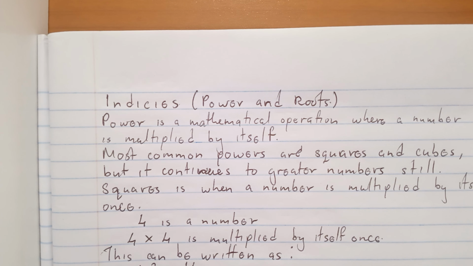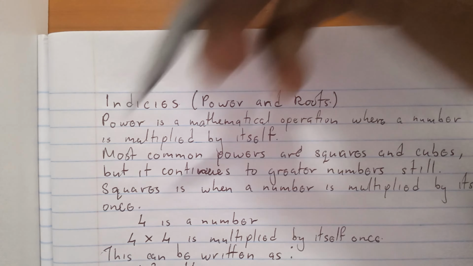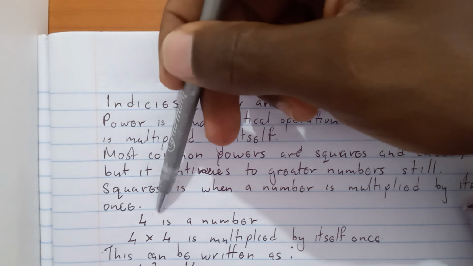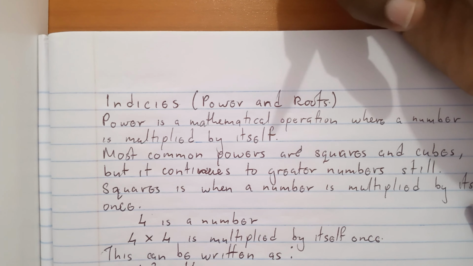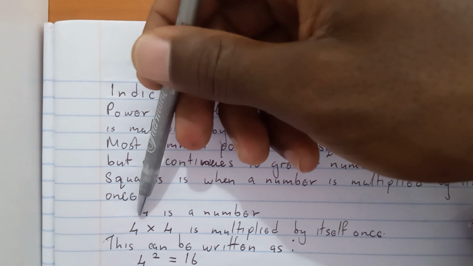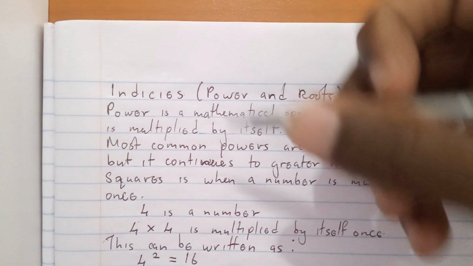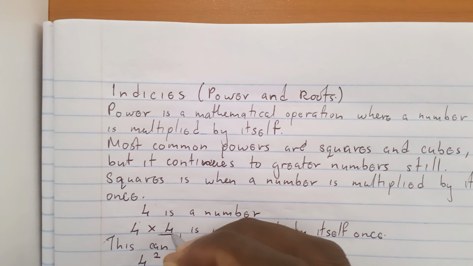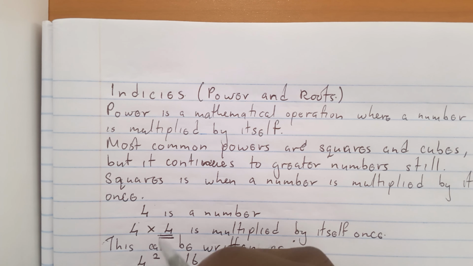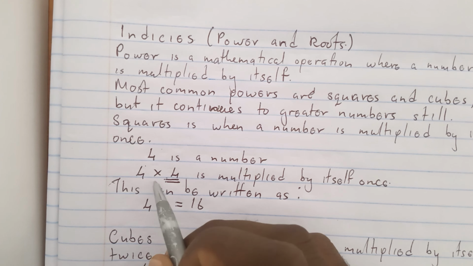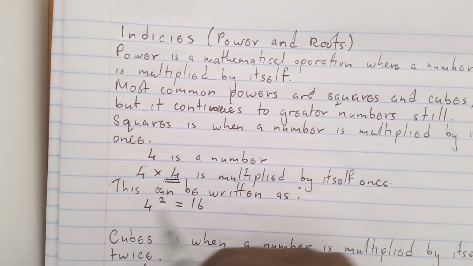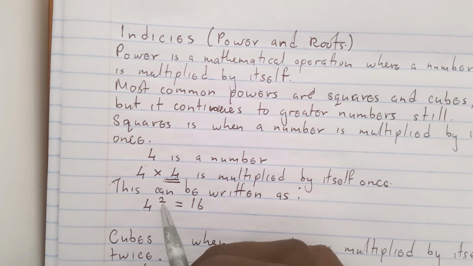Now, what is a square? A square is when a number is multiplied by itself once. Let's look at an example. So here we have number 4. 4 is a number. Now, if I multiply 4 by 4, this is a number multiplied by itself once. I've only multiplied by itself once here. Okay? So, now this makes it a power. And it can be written as 4 to power 2 or 4 squared.